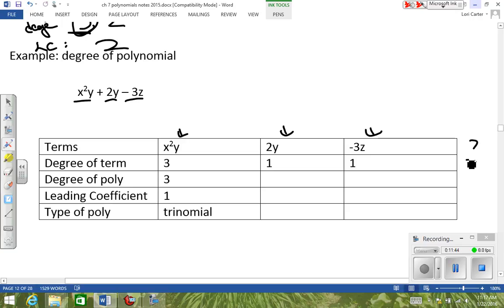Okay, now the degree of the poly. Which one of these do I want? The first one, because he has the highest. That's the only thing I look at for that.